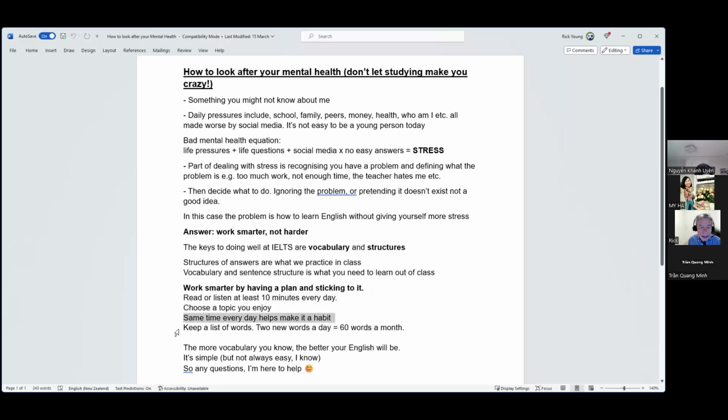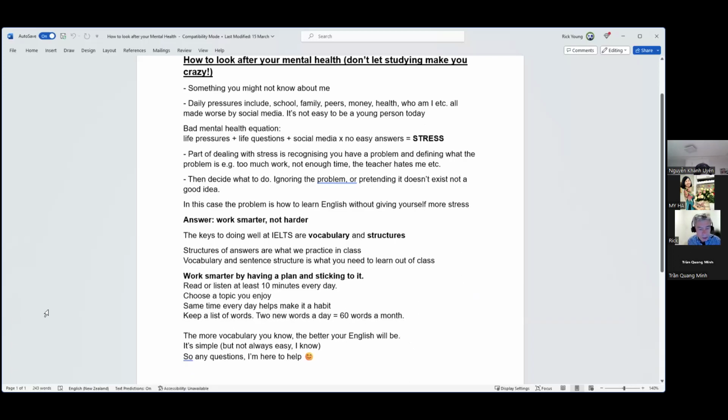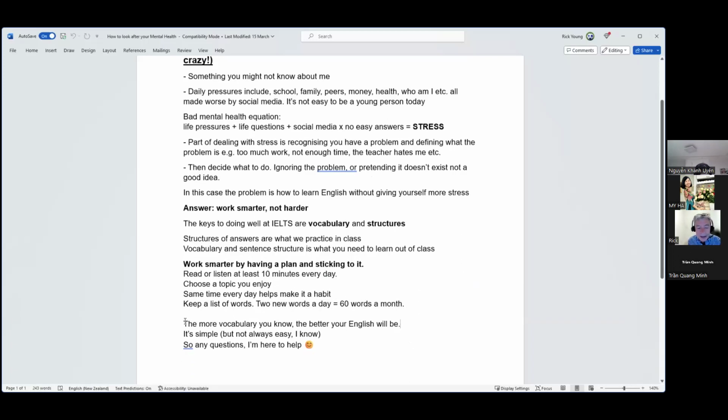When you come across words that you don't know, keep a list of them. For example, if you learn 2 new words every day, that is 60 new words a month, which is a lot of words. Just 2 new words every day is 60 words a month. So very quickly, you can expand your vocabulary. And as I've said already, the more vocabulary you know, the better your English will be.